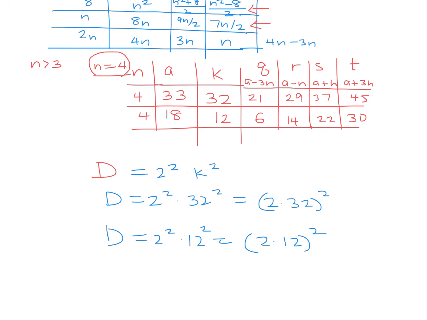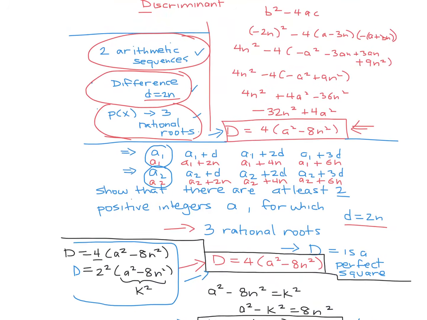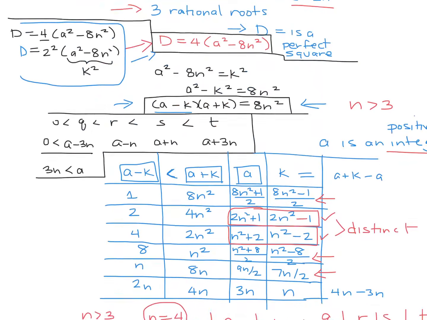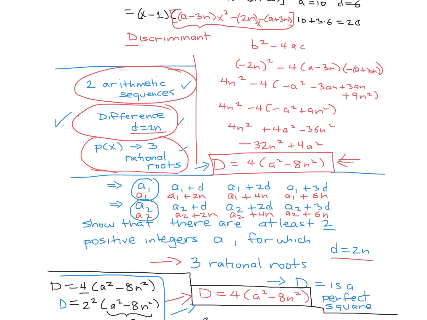So there we go. We have shown one such example, and the example satisfies all the conditions that part C is talking about: that when n is greater than 3, we have two arithmetic sequences of positive integers, the common difference is 2n, and they have 3 rational roots. So let's backtrack. Two arithmetic sequences. Yep, we got this first one right here. Let me just circle it. That's the first arithmetic sequence. Here's the second arithmetic sequence. That criteria is solved. The difference is 2n, okay?